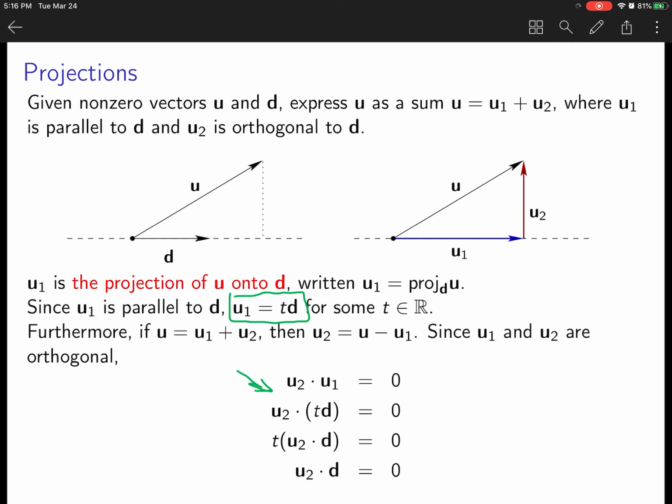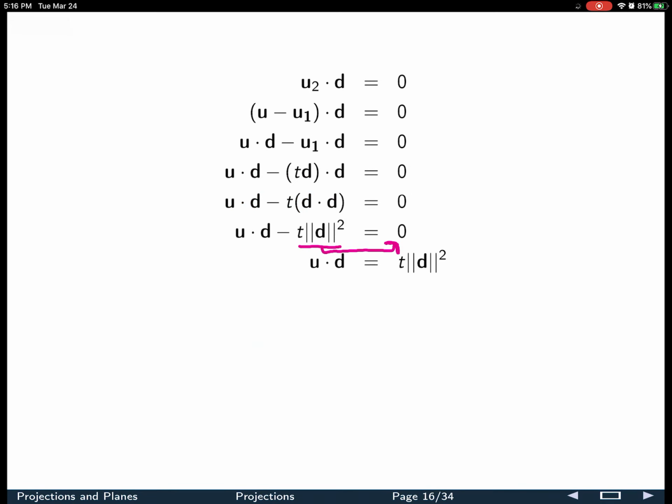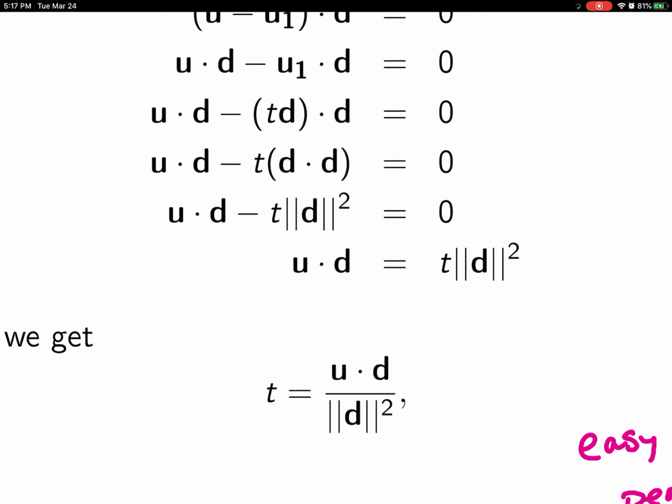And so they set up this equation just by saying that u1 and u2 would be orthogonal, which means their dot product is 0. They change u1 into T times d, and eventually they arrive at the conclusion that u2 dot d is 0, so u2 is perpendicular to d, which makes a lot of sense because u1 and d are headed in the same direction. More lines of algebra, getting down to the same conclusion that I had shown you before, that the scaling factor is really going to be u dot d over d dot d, or the magnitude of d squared. So that's easy peasy, right? If we want to find the projection of u onto d, this is exactly the formula that you want to use. Right there.